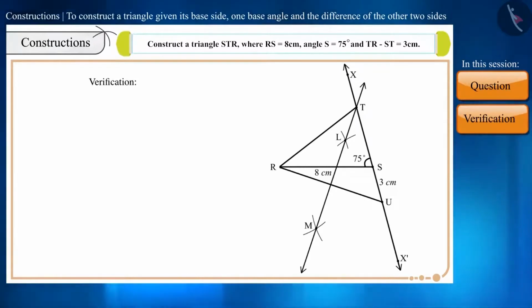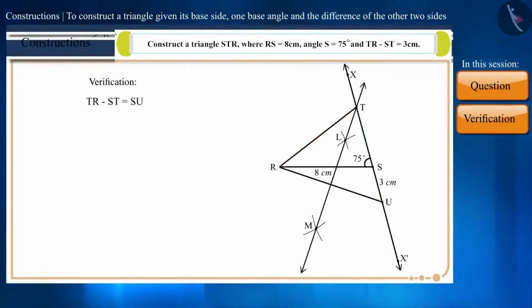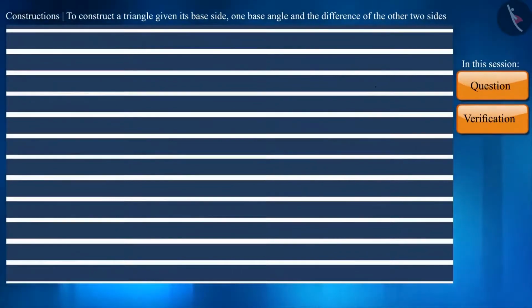Can you verify this construction? We will give you a hint. You can verify this construction by showing TR minus ST is equal to SU. So that's all in this session. But before leaving, try to answer one question.